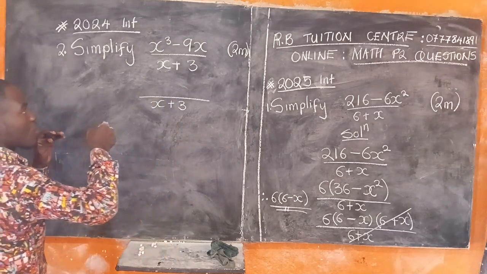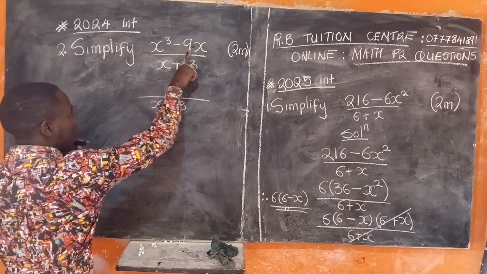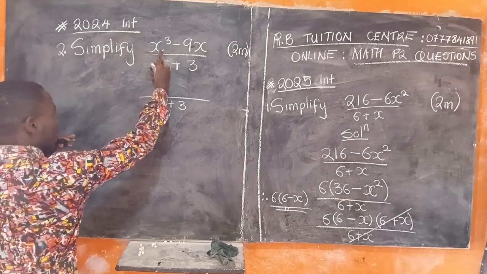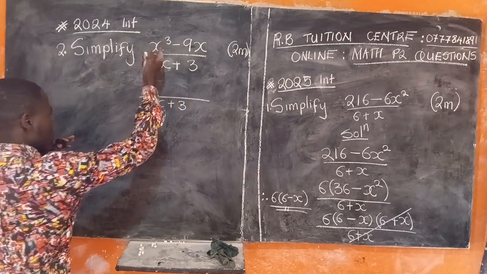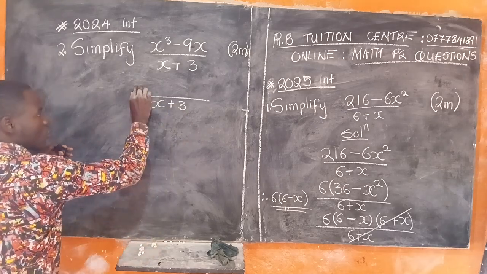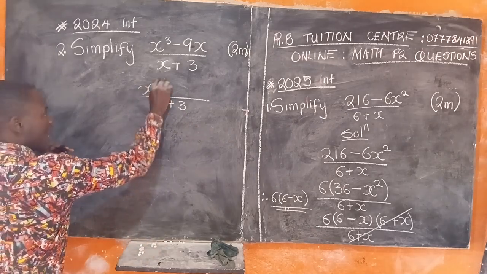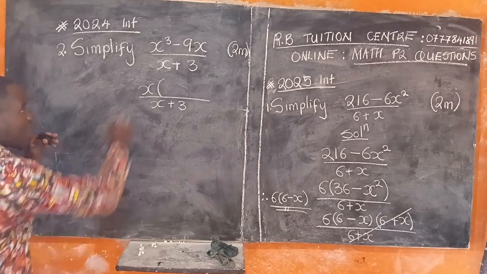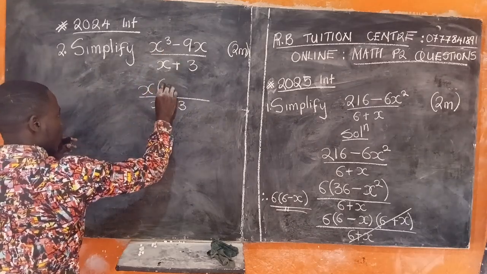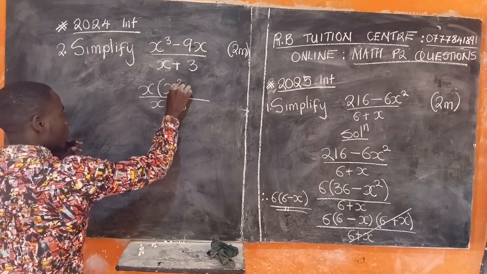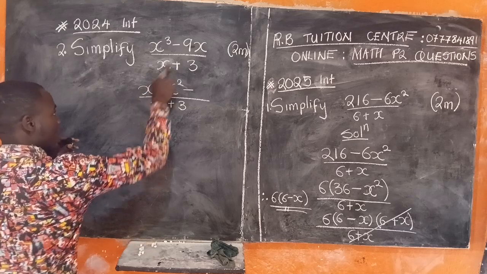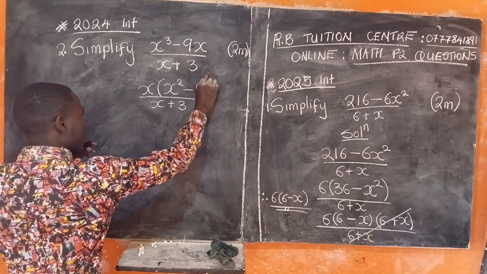We consider the number that can go into 1 and 9. It is 1 itself. Now, do we have a letter found on both sides using the factorization method? Yes, that letter is x. So we write x, then open the bracket. Here we've removed 1x, meaning we are left with x to the power 2. Then minus. Here we've removed x, so we are remaining with 9.